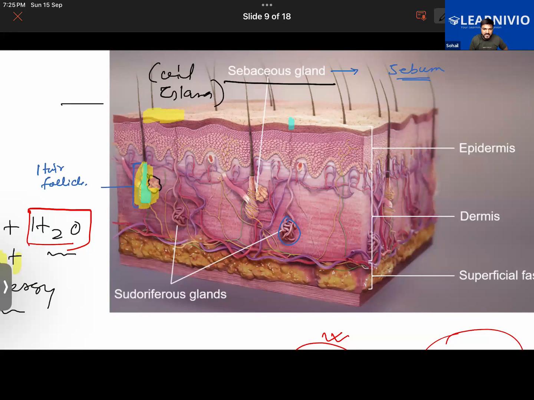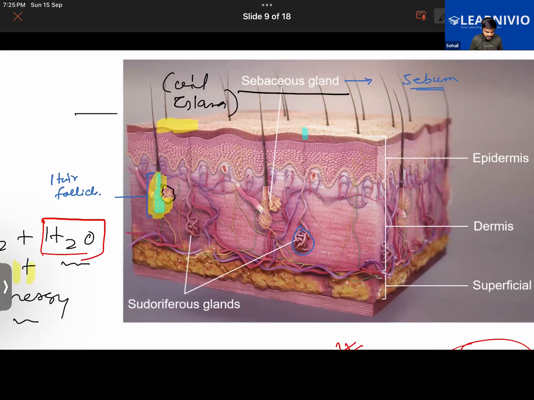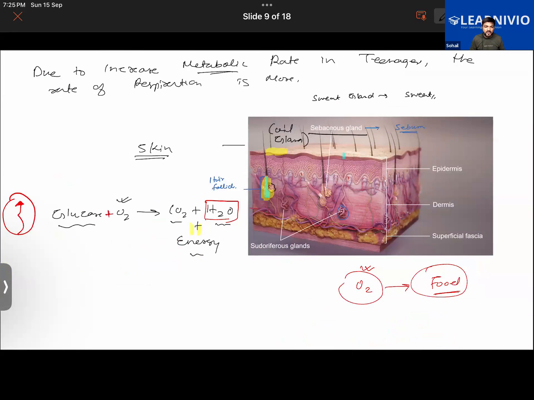Getting it? Hope it clears the doubt. Now, there are also several other changes during the menstrual cycle. There will be mood swings, the sleep cycle may get disrupted, and there are lots of other changes that the female child has to go through. So this was about the oil and the sweat gland.